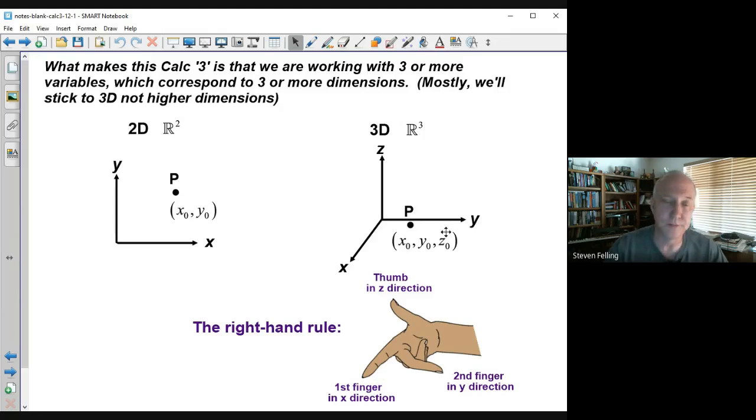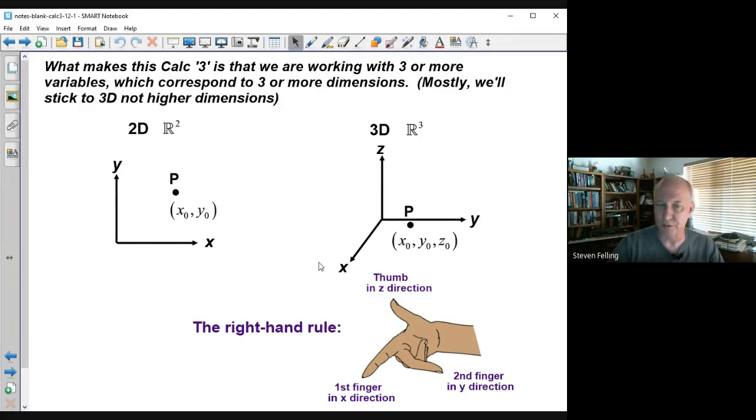Now when we draw this in 3 dimensions, there's a convention for representing a 3-dimensional space on a 2-dimensional piece of paper, and that is to use something called the right-hand rule. If you were to put your first finger, your pointer finger, in the x direction, and then your middle finger at right angles to that in the y direction, then your thumb would be pointing in the positive z direction, right? So the coordinate systems that we're going to work with in 3 dimensions follow this rule called the right-hand rule.